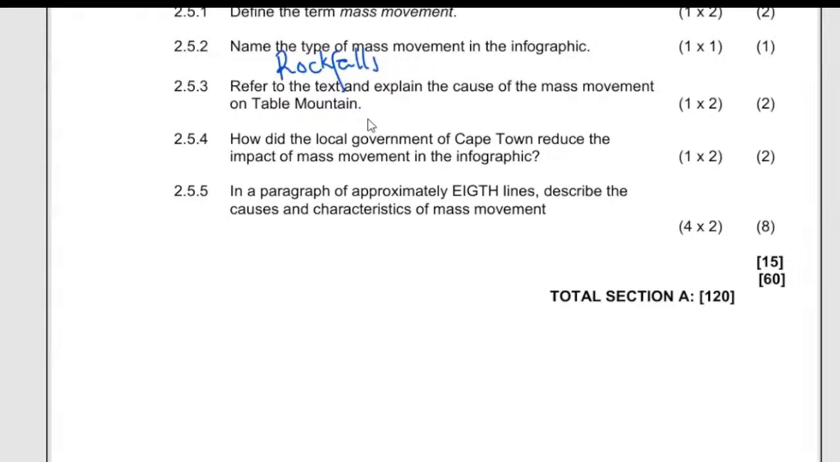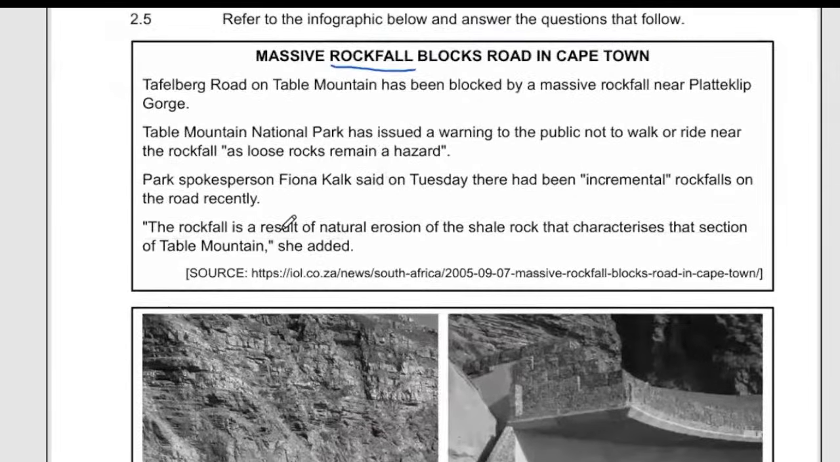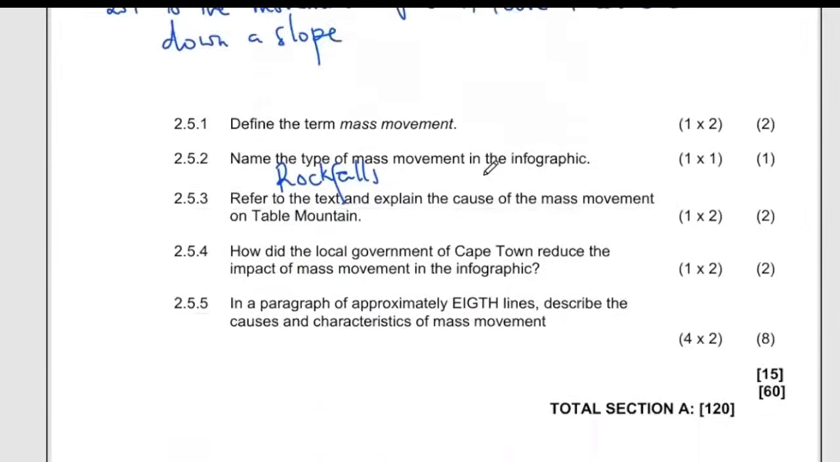Refer to the text and explain the cause of the mass movement on Table Mountain. What is the cause according to the text? Right. If we try to figure it out there, you can see that the rockfall is as a result of natural erosion of the shell rock. So this is where we find our response. The rockfall is as a result of natural erosion of the shell rock. That's the cause.